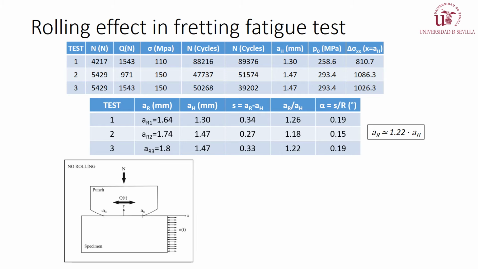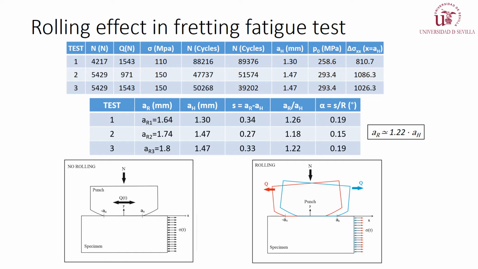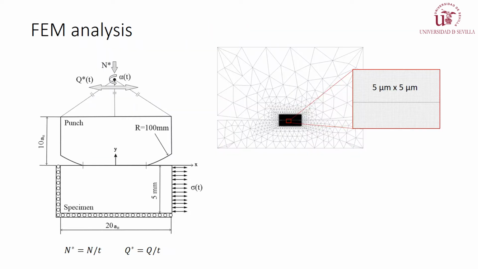You can see in the figures below the difference between the two cases: the no-rolling case on the left, with AH on the concentrated edge, and the rolling case on the right, with wider AR caused by the rotation of the path. Finite element method analysis is used to calculate the stress and strain field. The analysis is simplified in 2 dimensions and uses plane strain.